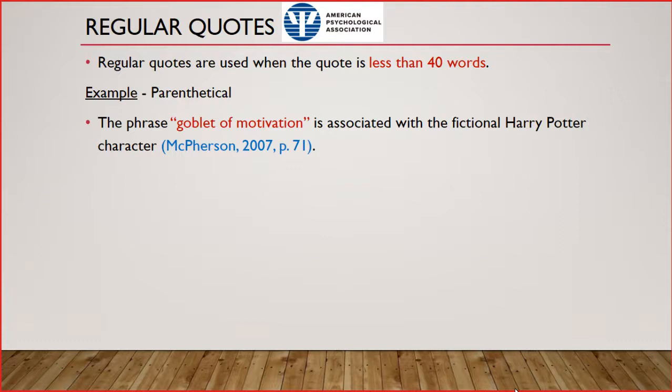You see Macpherson. Macpherson is the author, comma. Then we have 2007, meaning that the article was published in 2007, comma. And we have P, which is page 71. For a quote, the use of quotes must be very selective. So you cannot actually quote everything. It must be very selective.